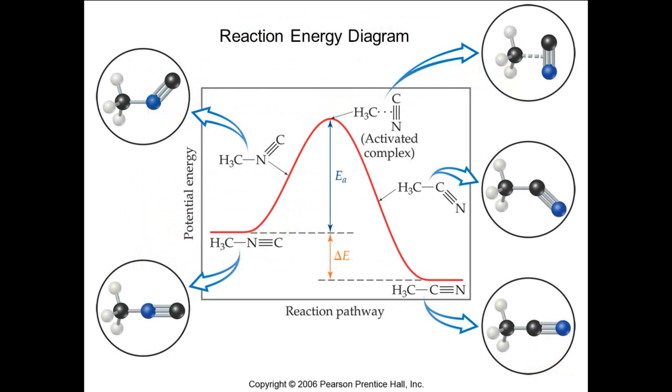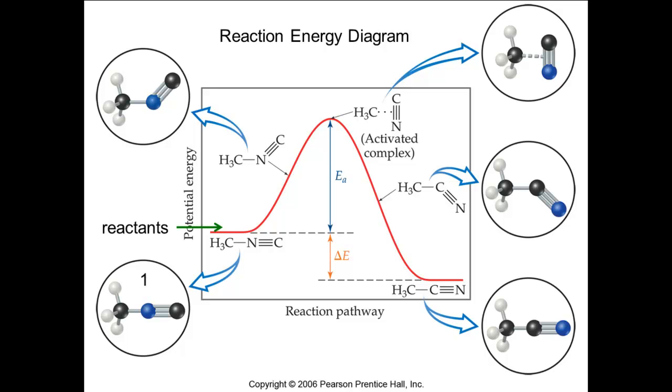In order to better show the transition from reactants to products, we draw a reaction energy diagram. The diagram plots the potential energy of the molecules as a function of something called the reaction coordinate. The reaction coordinate is not related to time, but is rather related to how far along the reaction is in going from reactants to products. This particular diagram is for the rearrangement of methyl isonitrile into acetonitrile.